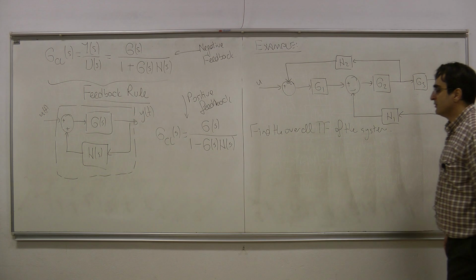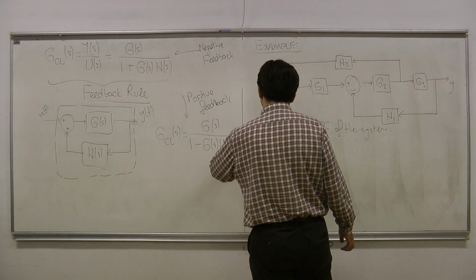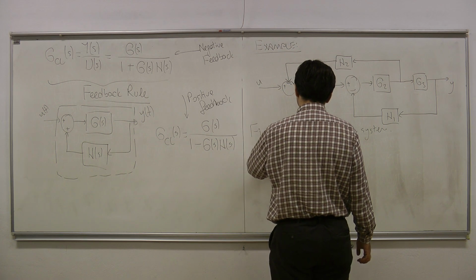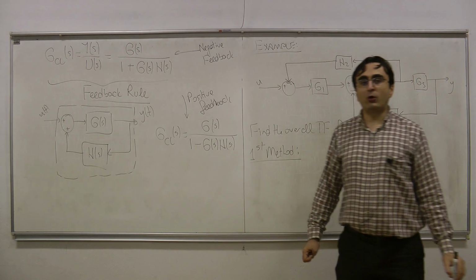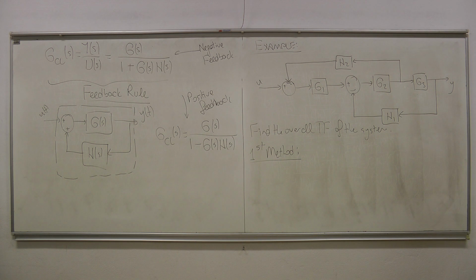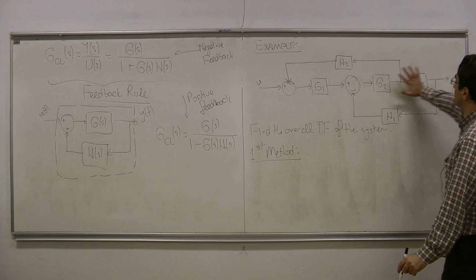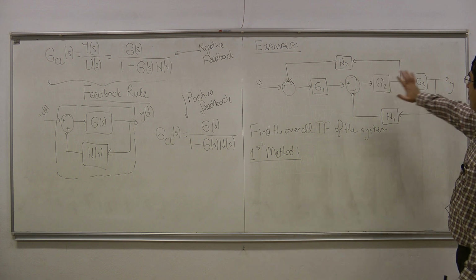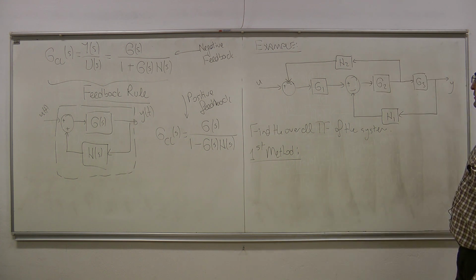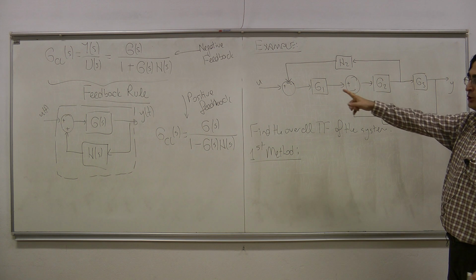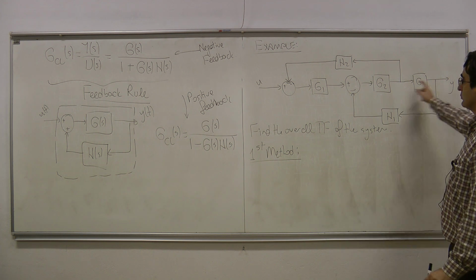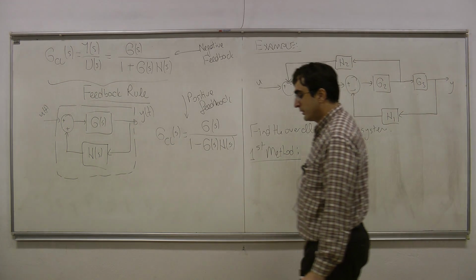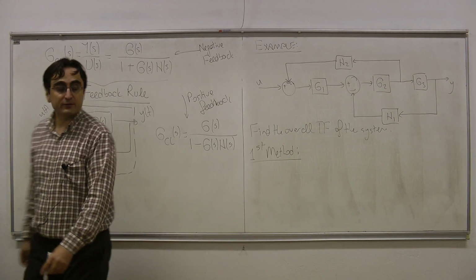So in this case, the first method is going to be the algebraic method. And this first method will consist of writing all of the equations coming from this system. Okay? Write all equations coming from this system and then try to find y over u. Y of s over u of s, which is the overall transfer function of this system. Okay? That is the first method.